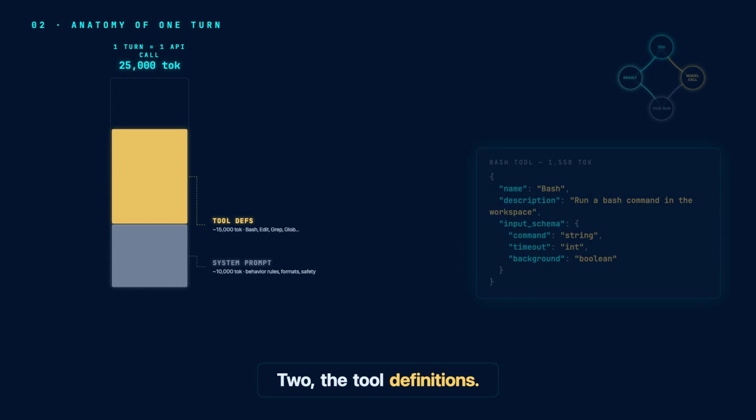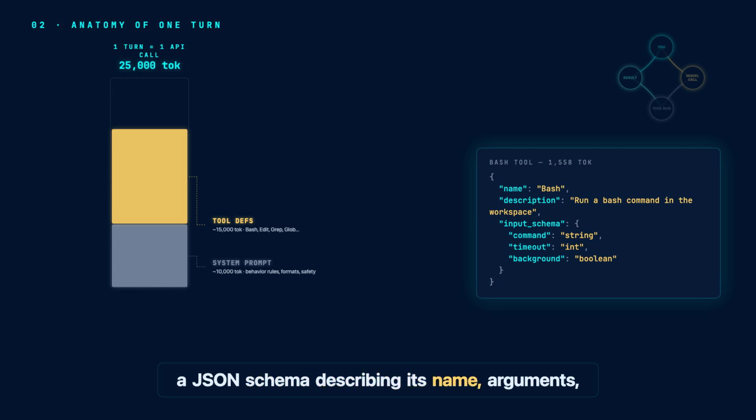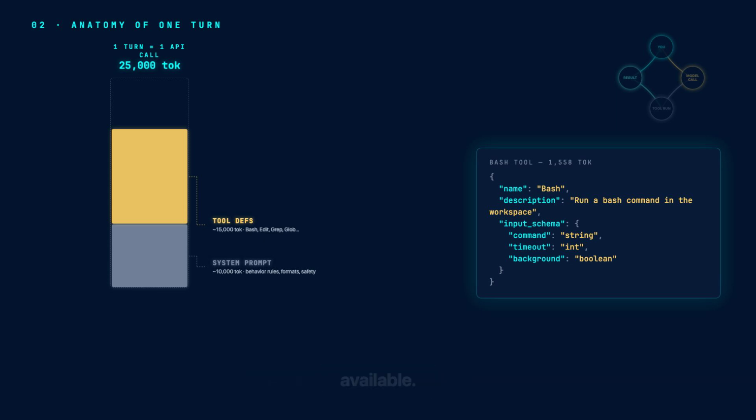2. The tool definitions. Every tool the agent can call has a JSON schema describing its name, arguments, and behavior. Read file, edit file, bash, grep, glob. Each one is text the model has to read, so it knows what is available.